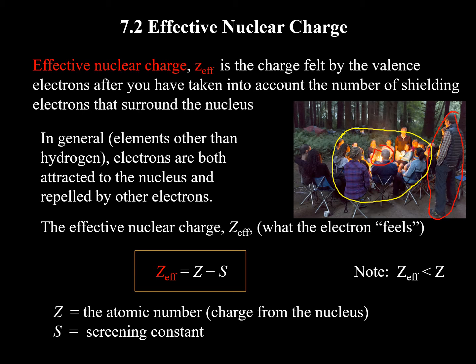The equation we use, we will not do any calculations, is the Z effective. Again, how much this outer electron, this valence electron, feels the nucleus. So we have the Z, which is the atomic number, how much charge from the nucleus, and this screening constant, the effect from the inner electrons.